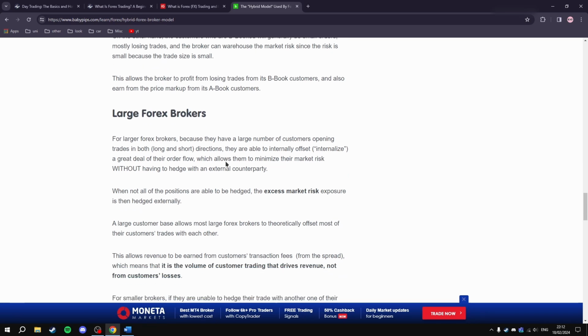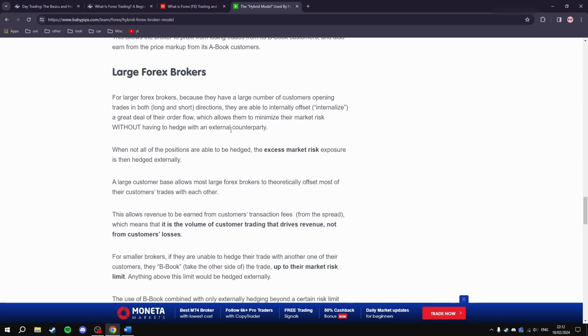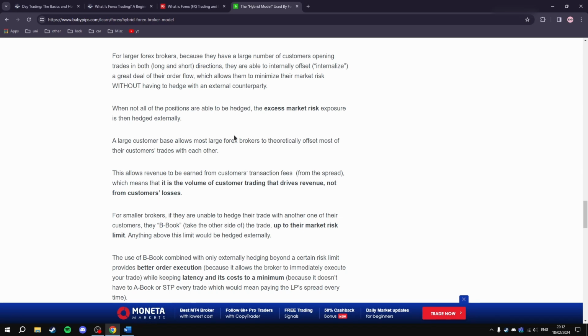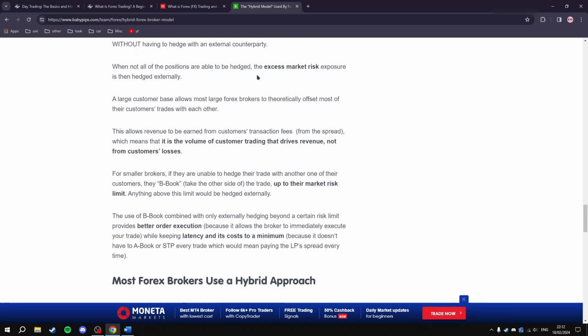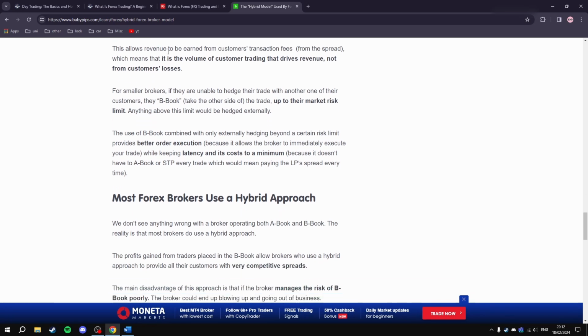Okay, large Forex brokers. For larger Forex brokers, because they have a large number of customers opening trades in both long and short directions, they're able to internalize a great deal of their order flow, which allows them to minimize their market risk without having to hedge with an external counterparty. When not all of the positions are able to be hedged, the excess market risk exposure is then hedged externally. A large customer base allows most large Forex brokers to theoretically offset most of their customers' trades with each other. This allows revenue to be earned from the customer's transaction fees, from the spread, which means that it is the volume of customer trading that drives revenue, not the customer's losses.